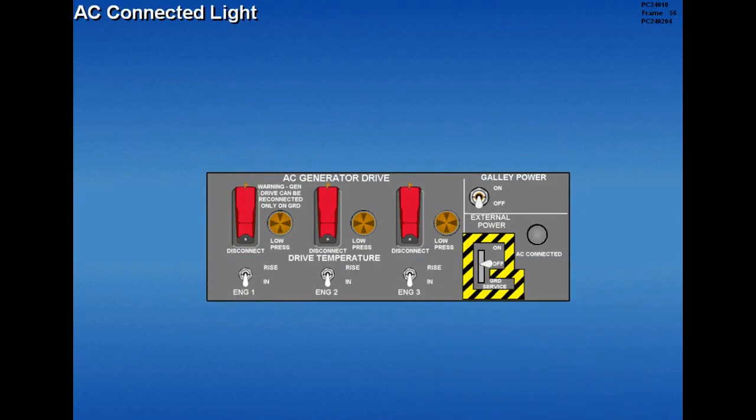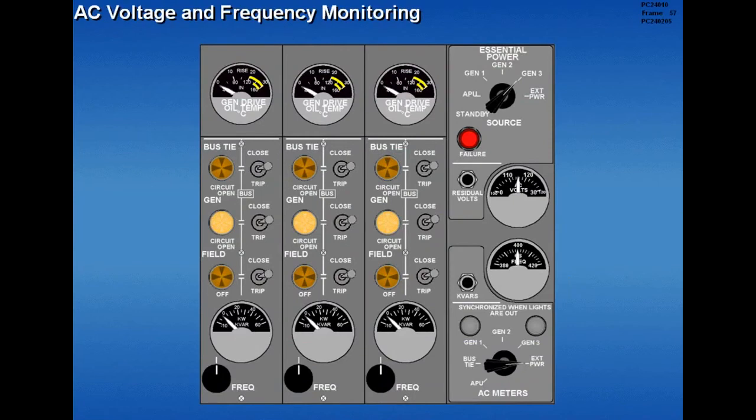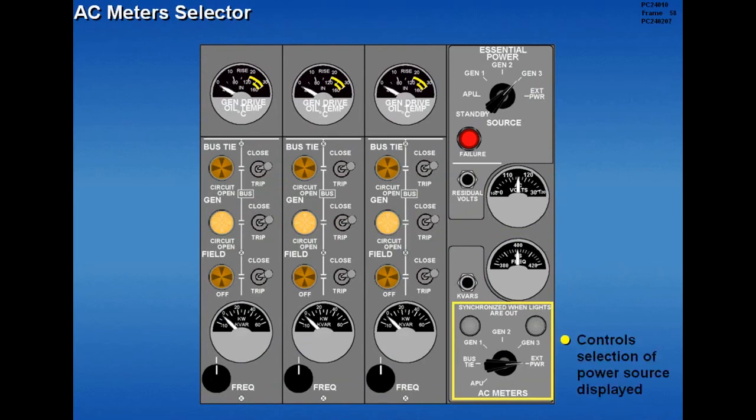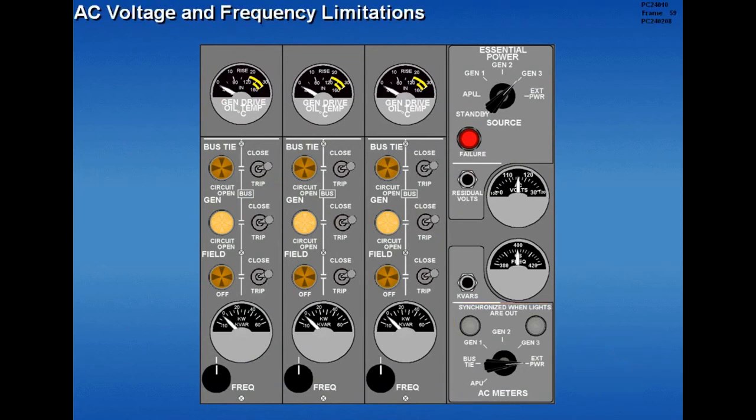In the cockpit, an illuminated AC connected light indicates external power is connected and available. AC voltage and frequency are monitored on the AC voltmeter and frequency meter. The AC meter selector controls the selection of the AC power source displayed on the AC meters. Limitations for AC power are a voltage of 115 plus or minus 5 volts and a frequency of 400 plus or minus 8 cycles per second.